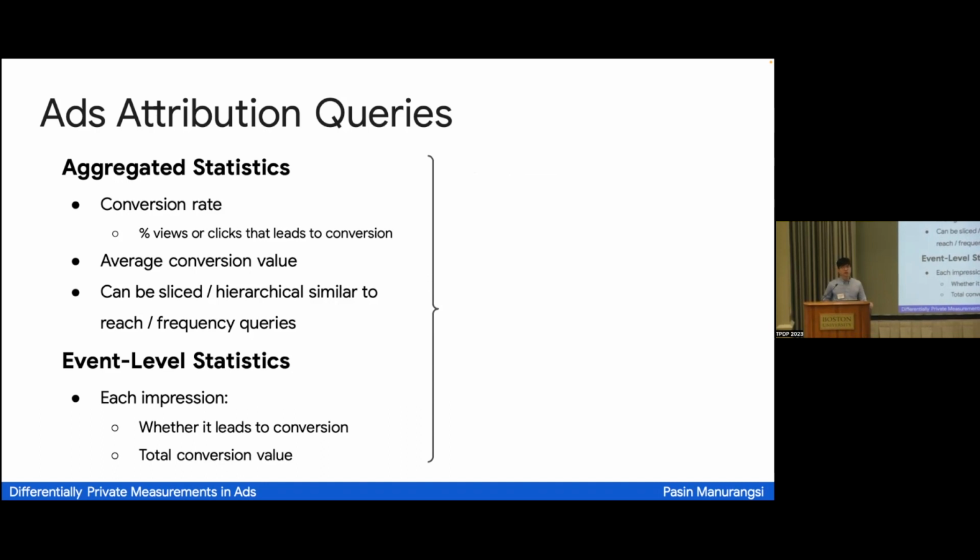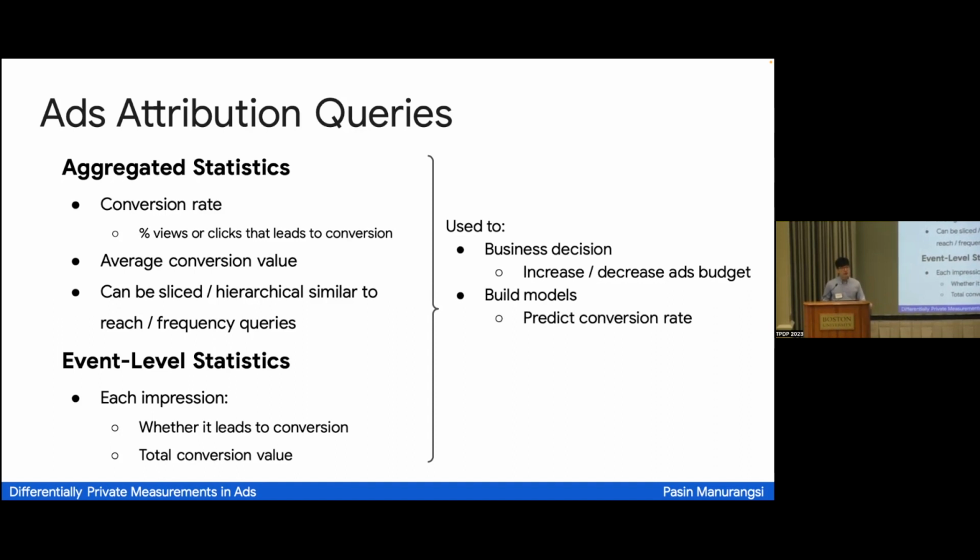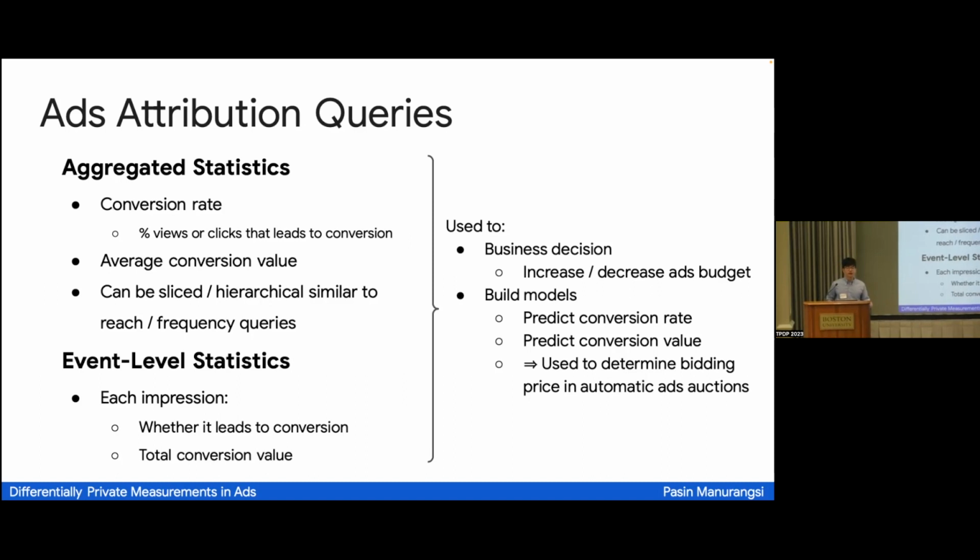So why are these so important for online advertising? These statistics can help influence business decisions. For example, if you see that the ad is more effective in a certain region, maybe you want to increase the budget in that region. And if it's less effective in another, maybe you want to decrease the budget. Meanwhile, event level statistics are very important to build a machine learning model to predict conversion rate and conversion values. These models are important because they tell you roughly how much you want to pay for your ad to be shown. And this value is used, for example, when you bid for an ad in an automatic ads auction.